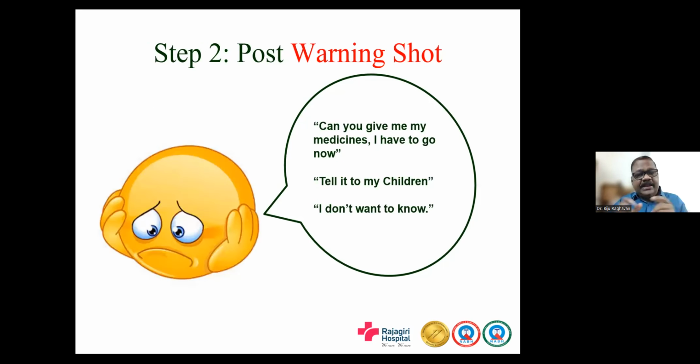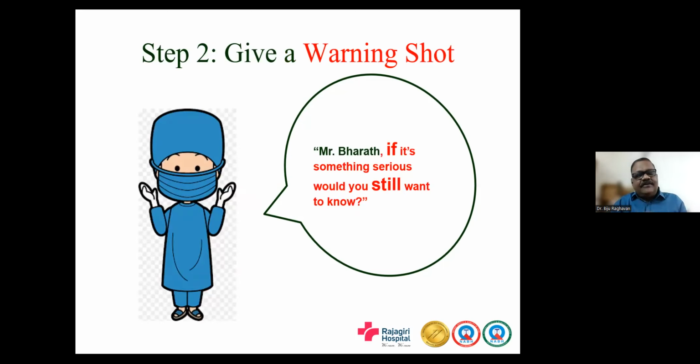And then you may get a reaction like this: "Oh, I'll take the medicine and then I'll come back after 2 weeks." That means the patient does not really want to know if it is something serious. So tell it to my children. Patient really does not want to know. But the patient may say, "I don't want to know." And most important, look at the body language. No eye contact. When you say, "Mr. Bharat, if it is something serious, do you still want to know?"